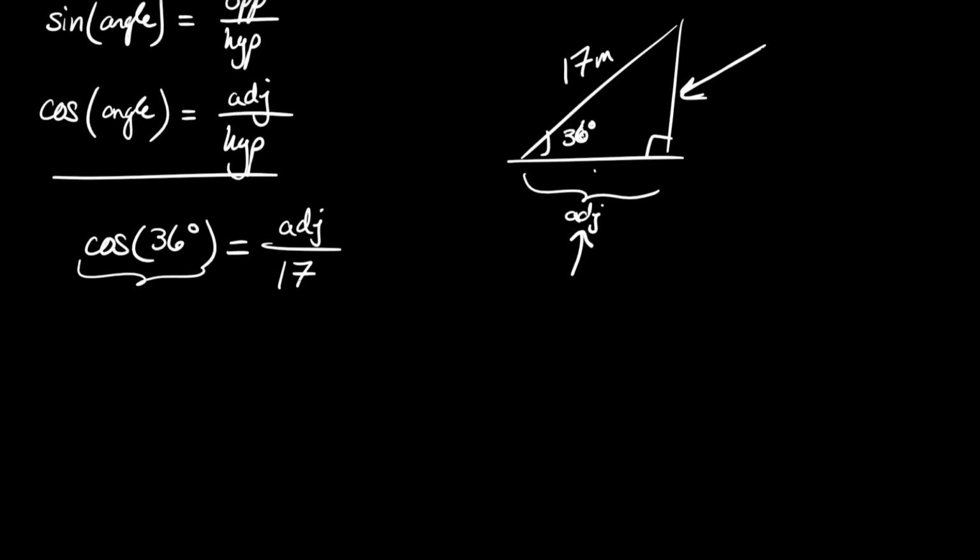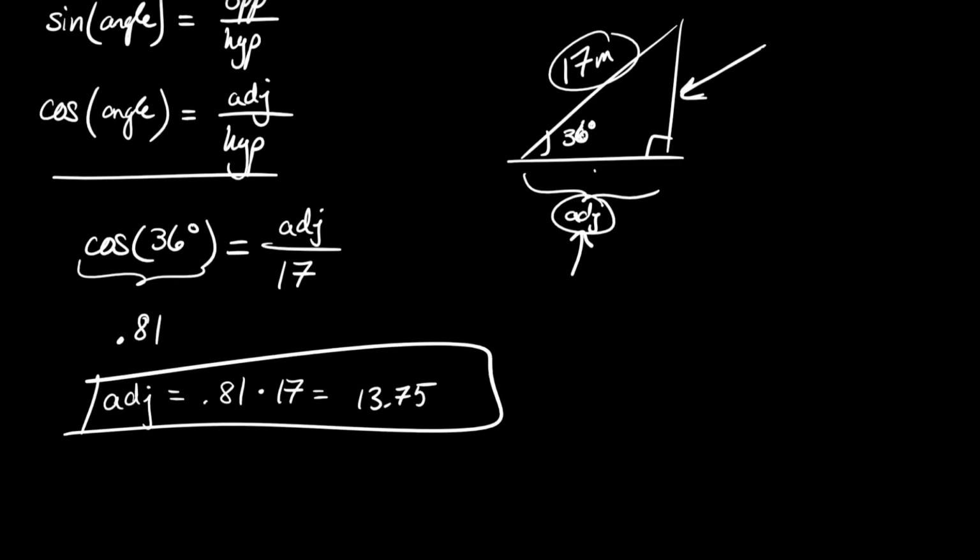Now again, this is nothing more than a number. If you punch it into your calculator, cosine of 36, you get 0.81. So it's kind of telling you that this side is like 80% the length of this side. So all you have to do is multiply it out. So multiply both sides of this equation by 17. And you get 13.75. So the answer for how big this side is, it's 13.75 meters long. Great.